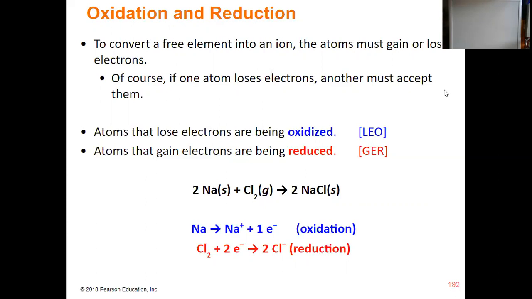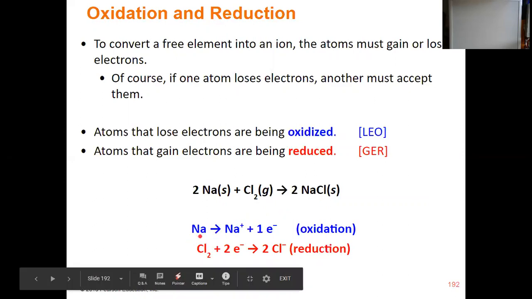So you see down here with this example of sodium and chlorine, you have solid sodium plus chlorine gas, giving us NaCl salt. The sodium goes from solid form to a sodium +1 ion. Obviously, if it's going from neutral to positive, it's losing an electron. That's oxidation. Chlorine gains 2 electrons and becomes an anion, well, 2 anions. That's reduction. Okay?